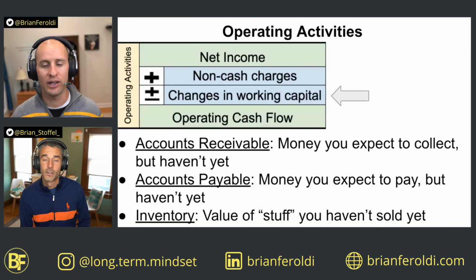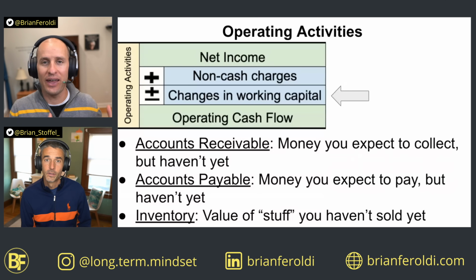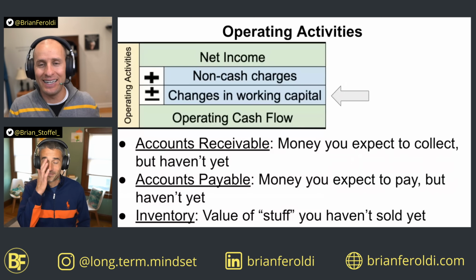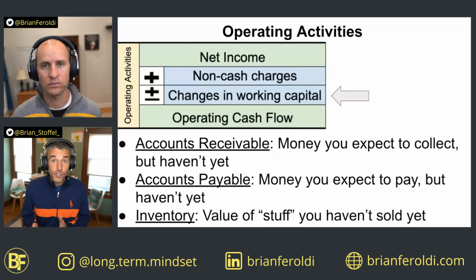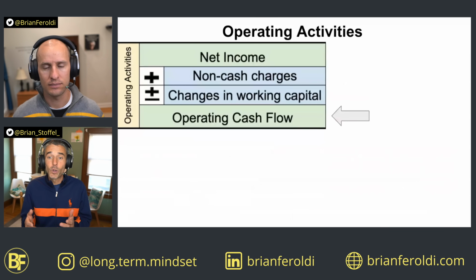The final type of working capital is just inventory. This is the value of all the products that you have in your warehouse somewhere that haven't yet been sold. The higher that number goes, the lower your cash balance is. Conversely, if you sell off inventory, that increases your cash balance. After accounting for all of these non-cash charges and changes in working capital, what you're left with is operating cash flow, or the amount of cash being brought in from running your normal daily business.